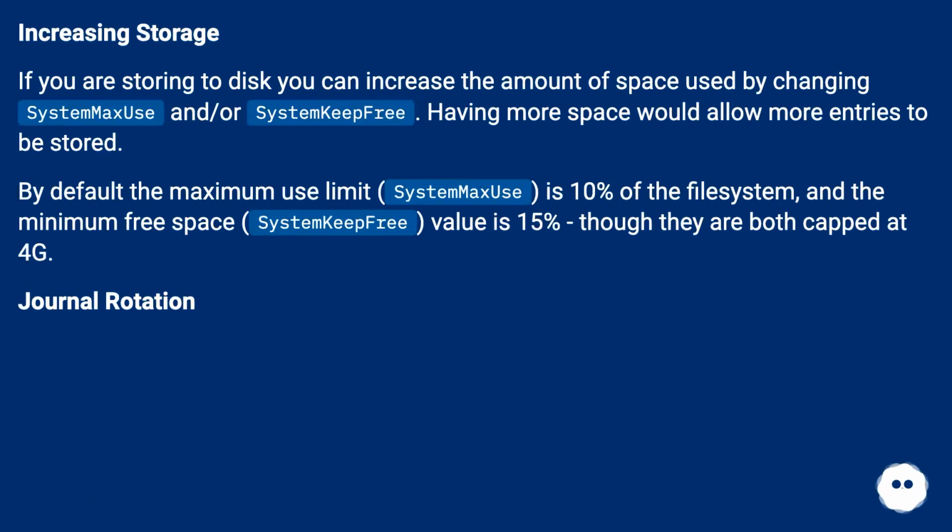Increasing storage. If you are storing to disk, you can increase the amount of space used by changing SystemMaxUse and/or SystemKeepFree. Having more space would allow more entries to be stored. By default, the maximum used limit, SystemMaxUse, is 10% of the file system, and the minimum free space, SystemKeepFree, value is 15%, though they are both capped at 4G.